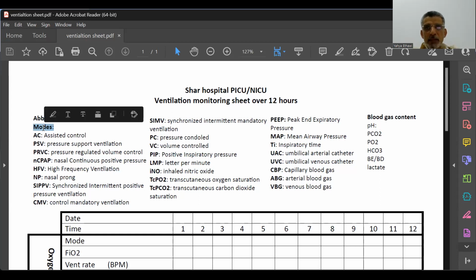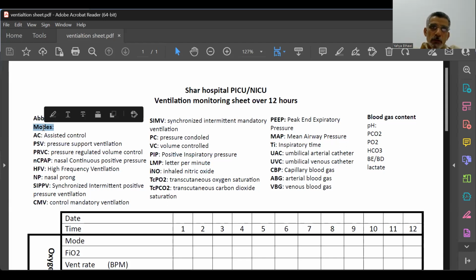And there are other variables called control variables. There are two types of control. It is either pressure control, so the clinician controls the pressure, and the volume will be the interaction between the baby and the machine. That's called pressure control, to prevent pressure trauma. And there is volume control.